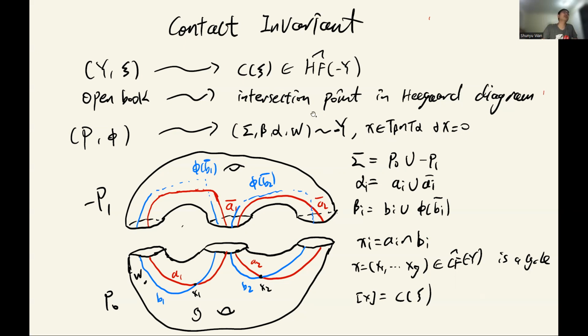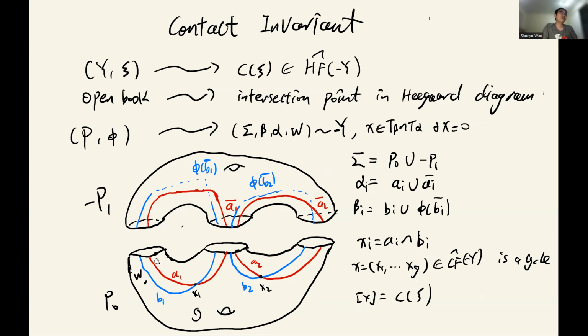Okay, so here is how we construct the Heegaard diagram. First, the Σ is given by P_0 union minus P_1, where this minus is just the reversed orientation. So it's the surface given by gluing two pages along their binding. Okay, so what about the α and β curves?